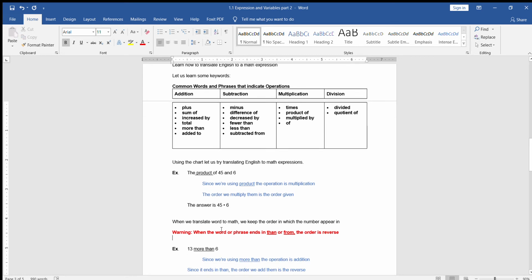So here's a warning. The order is usually the order that's given to us, so the order is kept as is. However, if the common word or phrase ends in "than" or "from," the order is reversed.